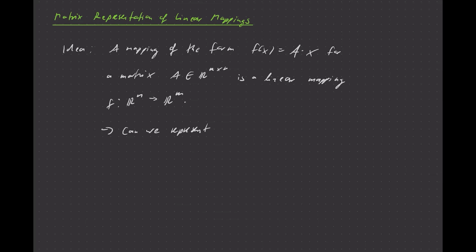So can we represent a given linear mapping in that form? To answer this question, we'll have a look at an example first to get an idea of what might happen here and how we could compute such a matrix and when this is actually possible.